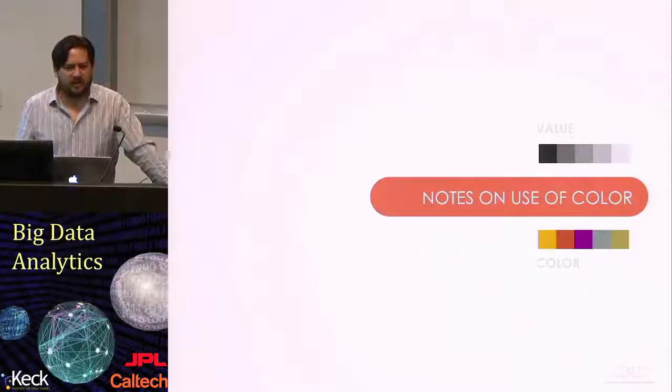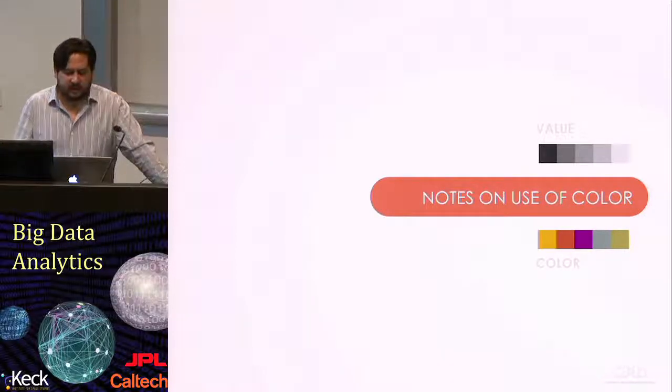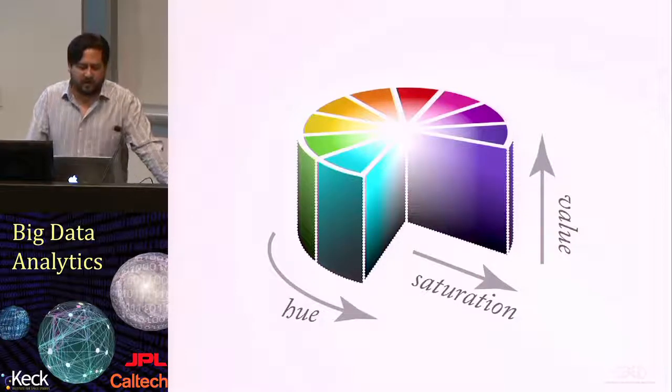Let's talk a little bit about color. So we're going to take a detour about color, because color is something that we use all the time, but it can very easily get out of hand and can show things that were not supposed to be there. So let's talk about color space first.